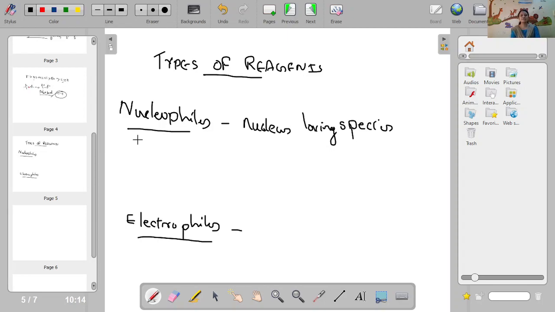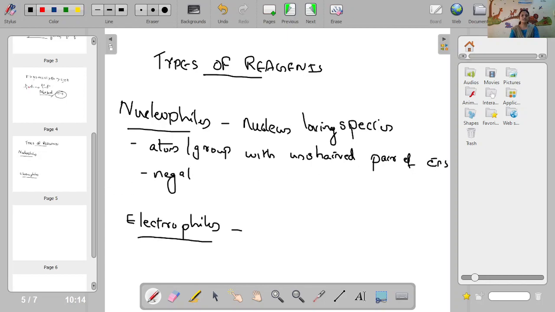Nucleophiles can be further defined as nucleus loving species, or you can say that nucleophiles are atoms or groups of atoms with unshared pairs of electrons. That means excess electrons, or they are negatively charged. Please remember, nucleophiles are nucleus loving species. At least remember this mainly. That means an atom or group with an unshared pair of electrons, or they are having negative charge, negatively charged species.